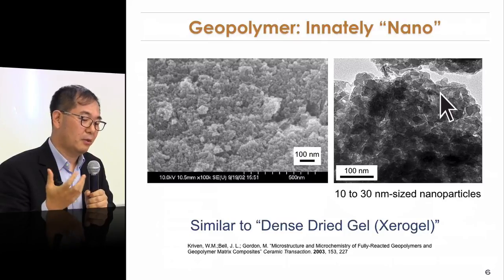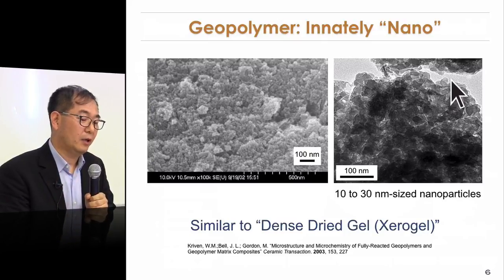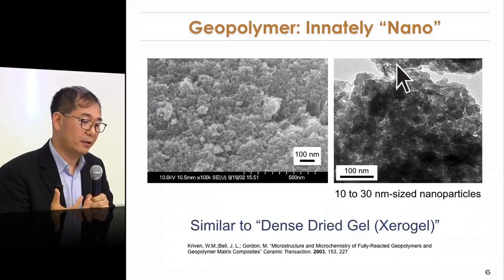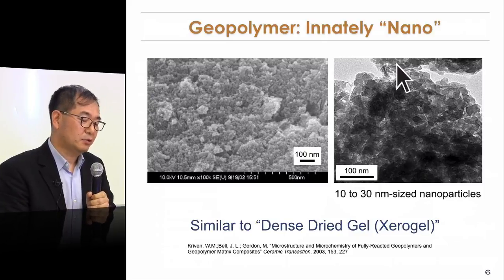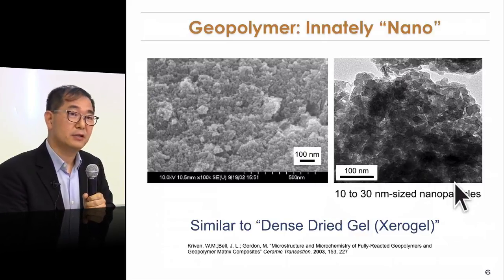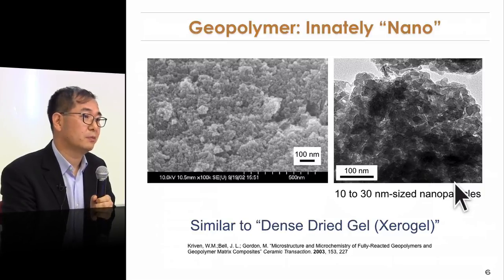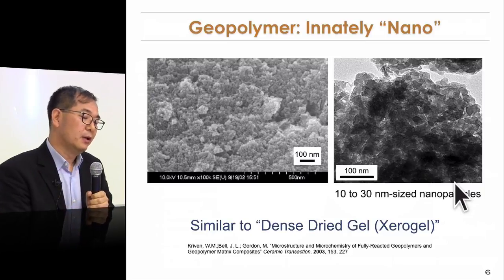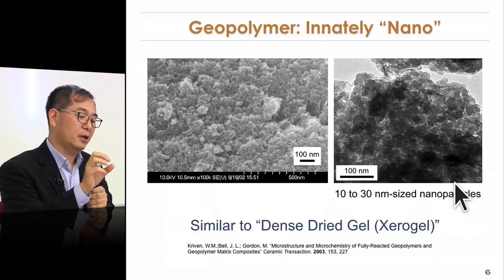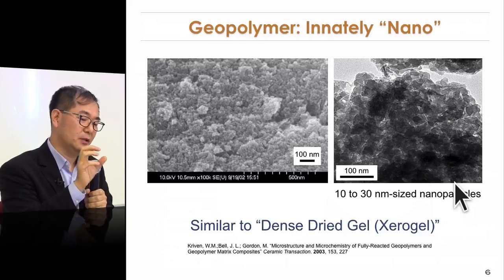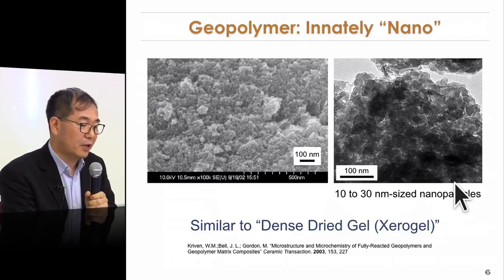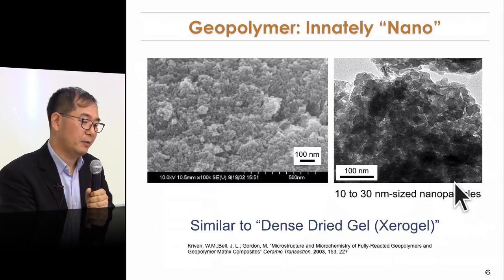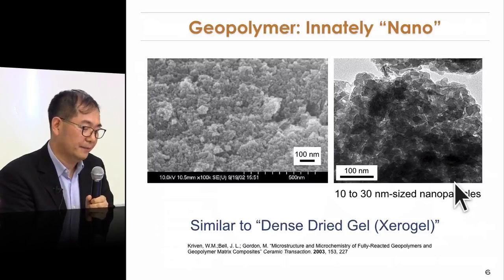But the problem is when we look at, let's say, the surface area of this material, that's about 10 to 20 square meters per gram. And with this kind of small particles, 10 to 30 nanometer particle size, you expect about 100 square meters per gram of surface area. So what it means is that most of the surface of these nanoparticles is not really accessible by chemicals or gas molecules that are coming in.